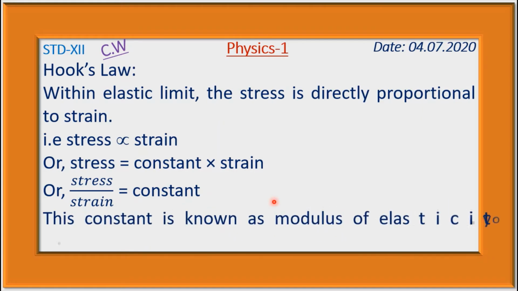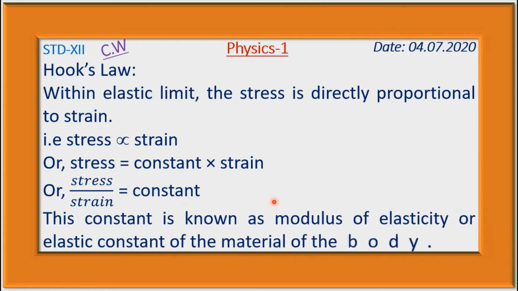This constant is known as modulus of elasticity, or elastic constant of the material of the body. That is, this constant depends on the material of the body, and this constant is known as modulus of elasticity or elastic constant.